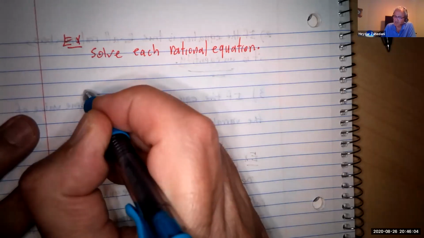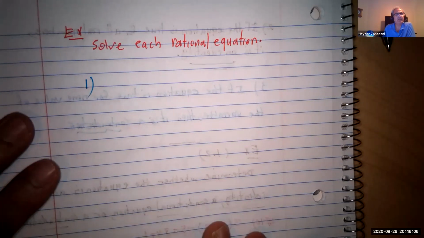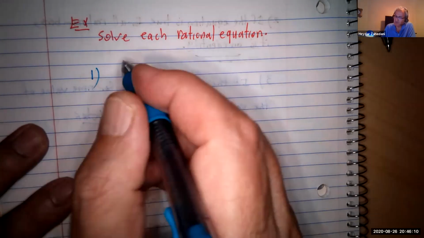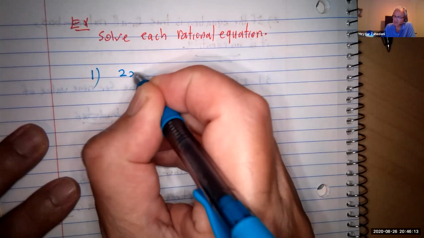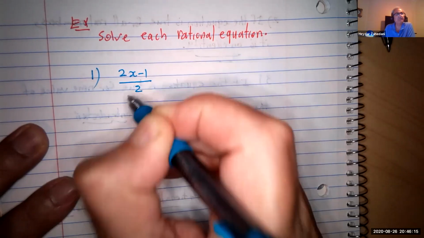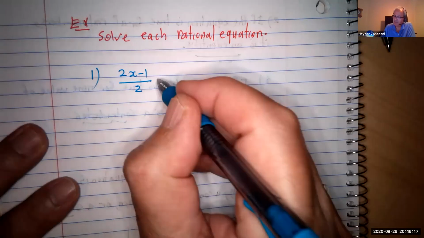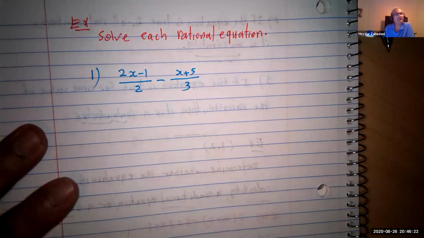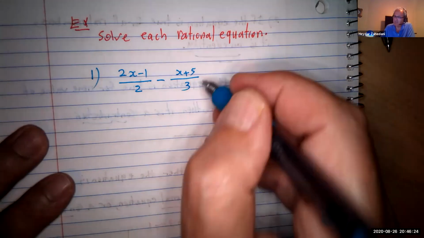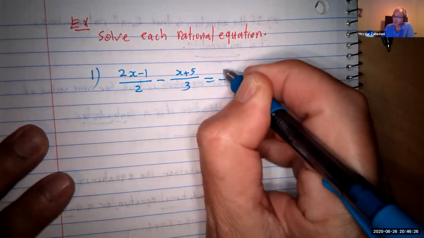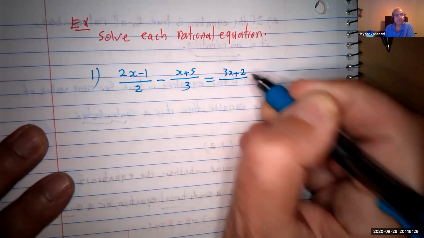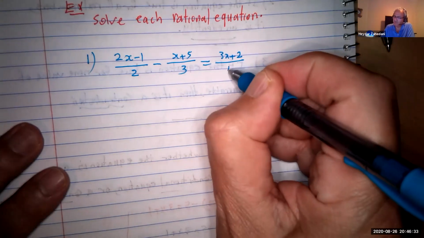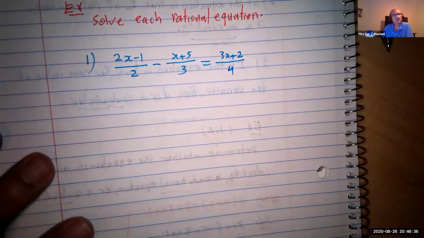The first one is just a warm up to remember what you did before, and we're going to do it again. So suppose you want to solve this equation: 2x minus 1 over 2, minus x plus 5 over 3, equals 3x plus 2 over 4. You want to solve this equation.